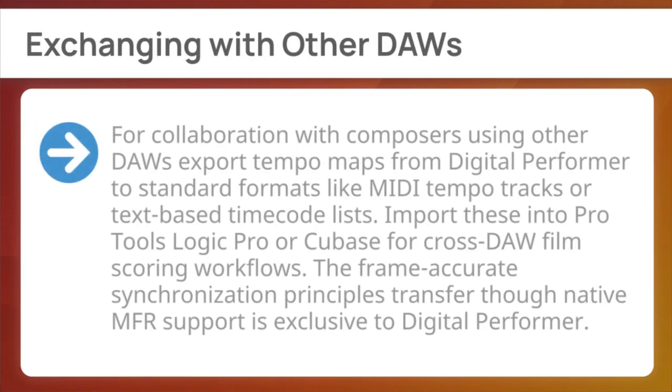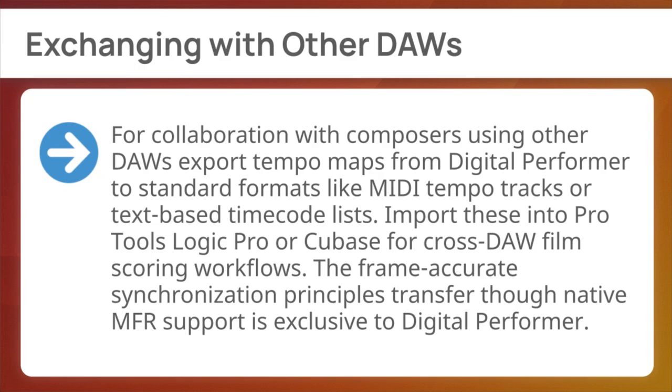Finally, exchanging with other DAWs. For collaboration with composers using other DAWs, export tempo maps from Digital Performer to standard formats like MIDI tempo tracks or text-based timecode lists. Import these into Pro Tools, Logic Pro, or Cubase for cross-DAW film scoring workflows. The frame-accurate synchronization principles transfer, though native MFR support is exclusive to Digital Performer.